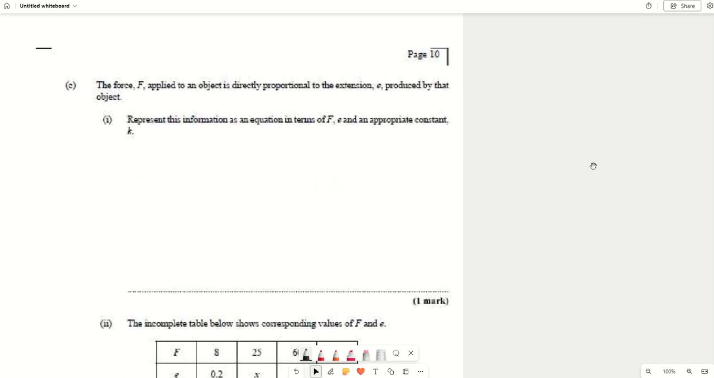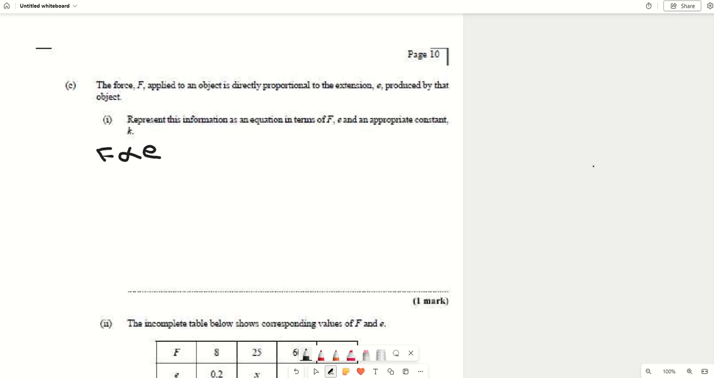Last 2 questions. C. The force F applied to an object is directly proportional, so F is directly proportional, that's the sign for proportional, to the extension E produced by an object. Represent the information in an equation in terms of F, E and an appropriate constant K.